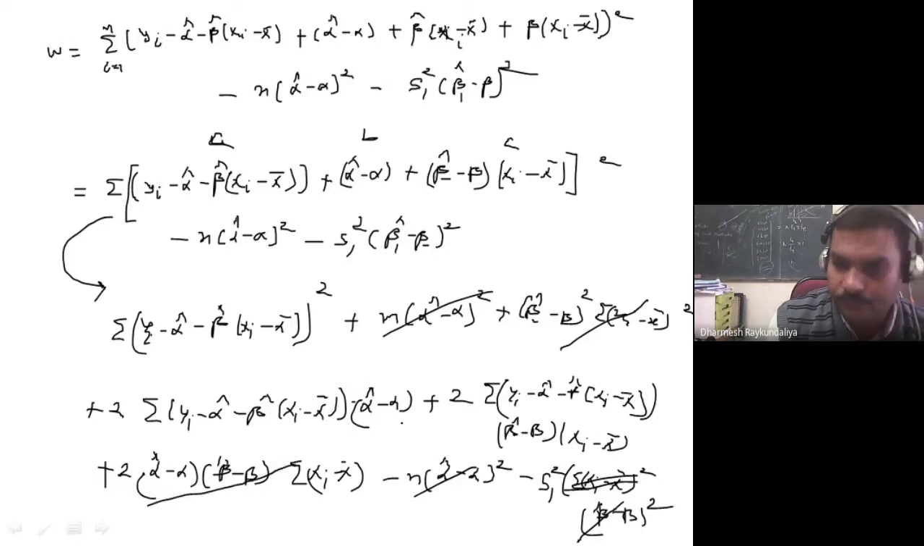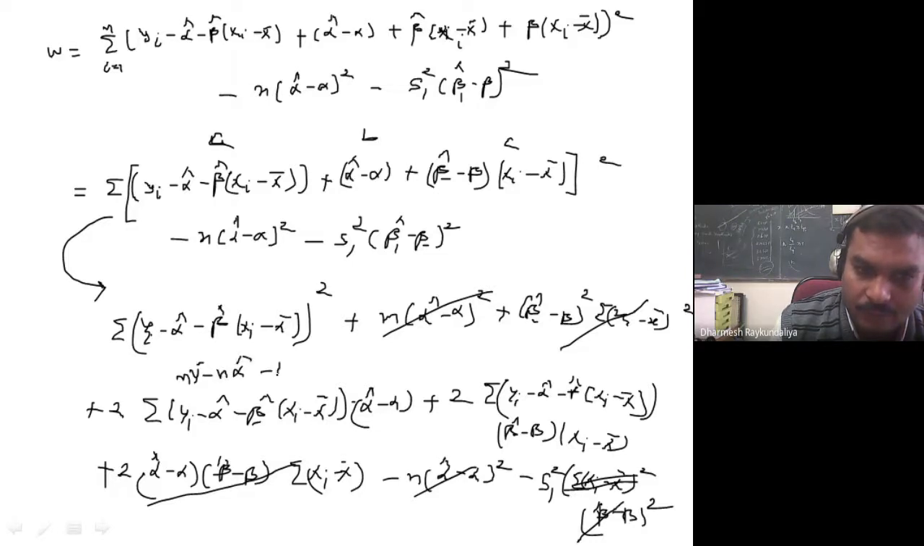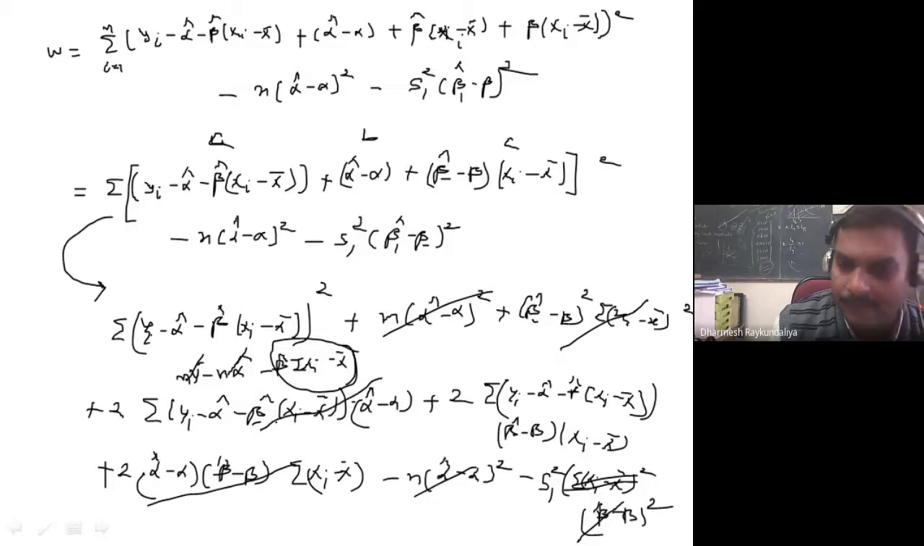Now what terms remained? If you take alpha cap minus alpha to this side, what will you get? This is summation yi, which is nothing but n y bar, and this is minus n alpha cap, and this is minus beta cap summation xi minus x bar, but this is 0. And n y bar, and alpha cap is y bar, so this n y bar and this minus n alpha cap cancel, so that means this term is vanished. Now we have to see the remaining terms. So what are the terms? Two terms remain, that is one, and this is the second.